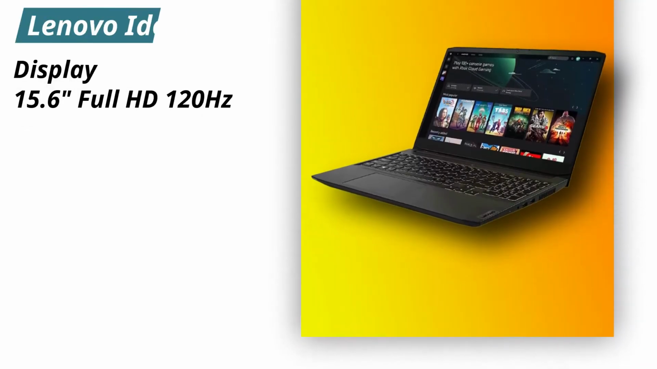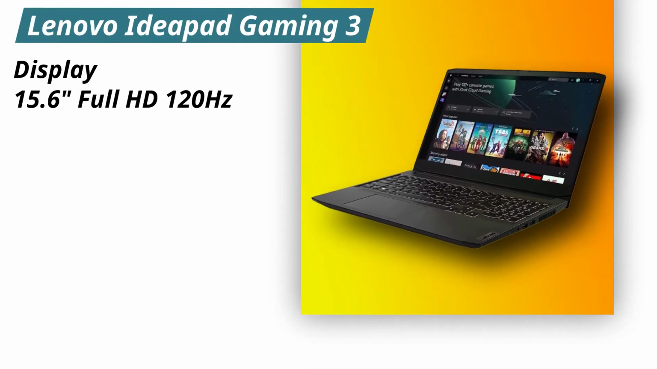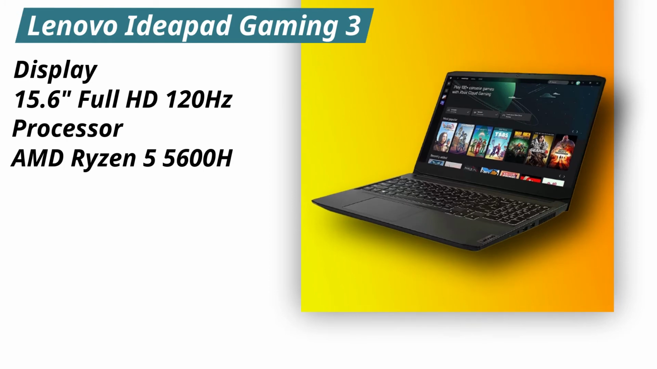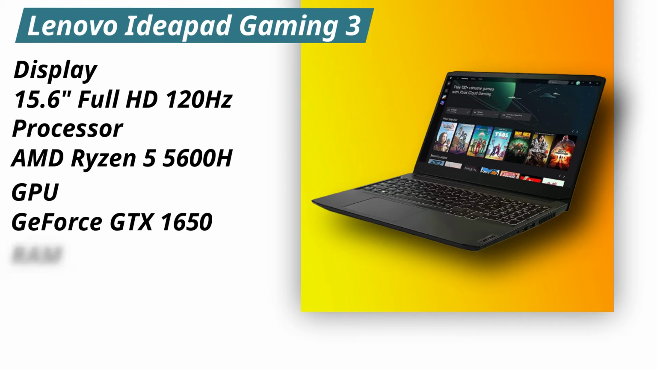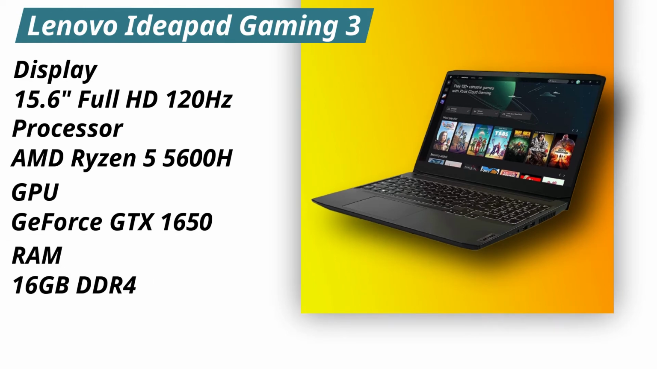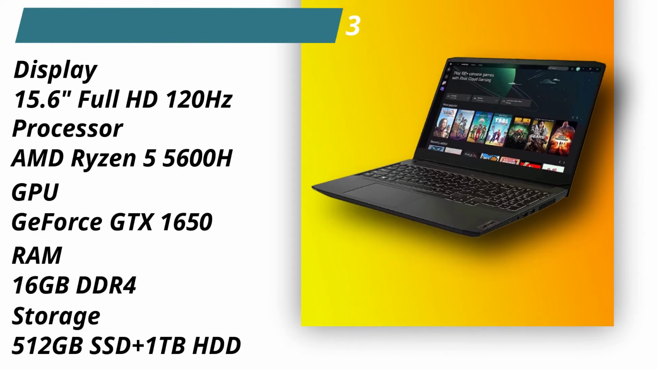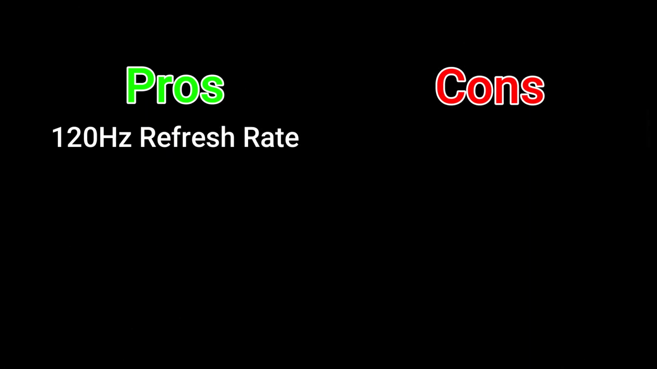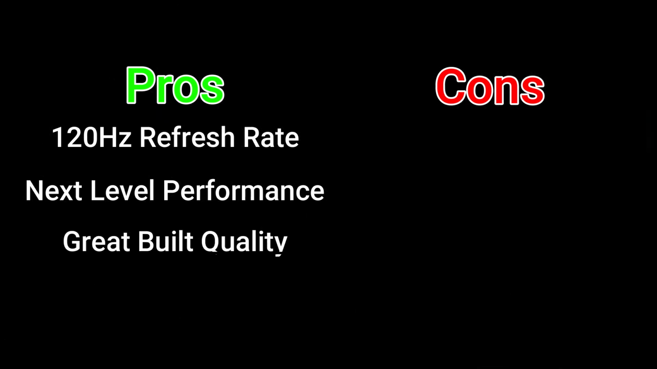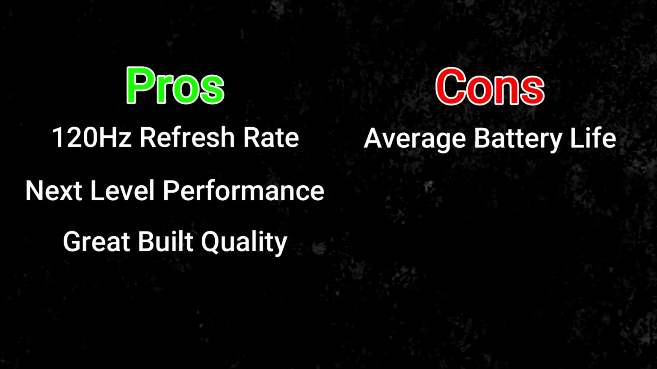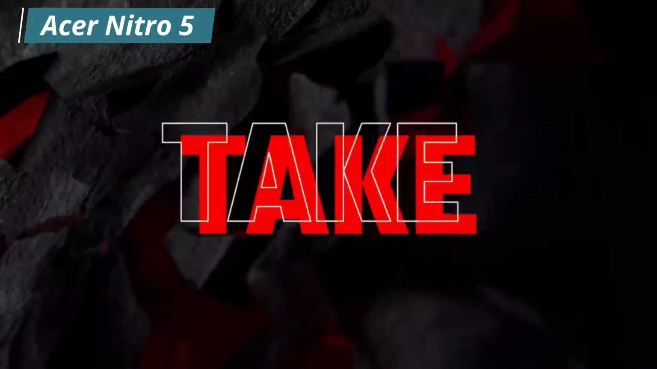Specifications: display, 15.6 inches Full HD 120Hz. Processor, AMD Ryzen 5 5600H. GPU, NVIDIA GeForce GTX 1650. RAM, 16GB DDR4. Storage, 512GB SSD plus 1TB HDD. Pros: 120Hz refresh rate, next level performance, great build quality. Cons: average battery life. Now moving on to the next laptop in our list, that is the Acer Nitro 5.